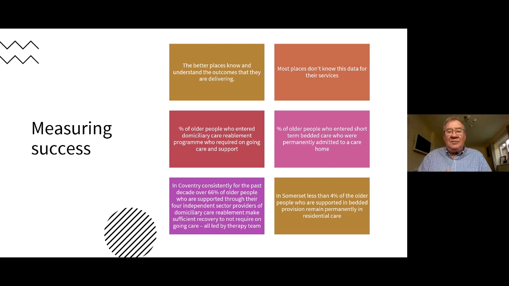Again, what percentage of older people who go into short-term bedded care end up being permanently admitted to a care home? As I suggested, if there's good support available, that figure should be as high as 70%. I've seen figures that are, in fact, Somerset achieving 90%, but I've seen 80s, 90s. But 70 would be a really good target. Again, do we measure that? Do we know that? So I've given the Coventry example, and Somerset. Again, they're both places that really measure what they're doing. They know what they're doing. They can see the investment. They understand the outcomes and why these services are important. Next slide, please.